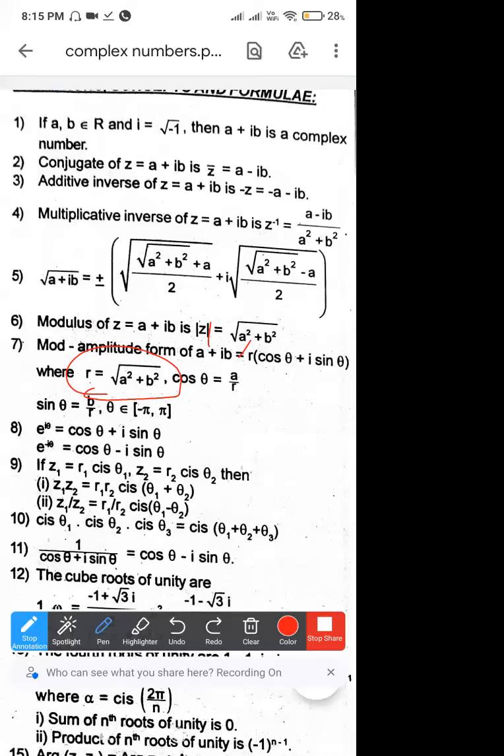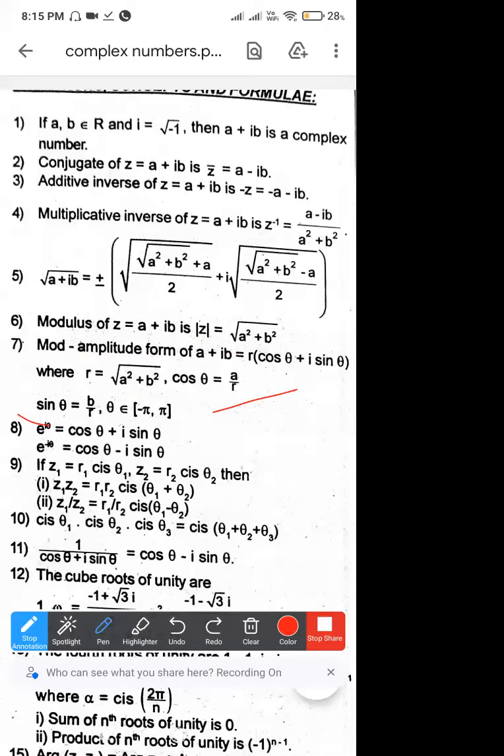Now what is cos theta? Cos theta is nothing but a by r and sin theta is nothing but b by r. It's simple, right? Cos theta is a by r and sin theta is b by r. But theta is between minus 180 degree to 180 degree.